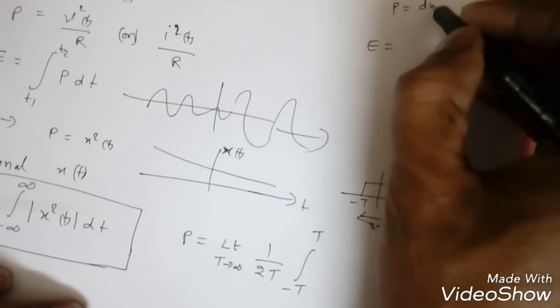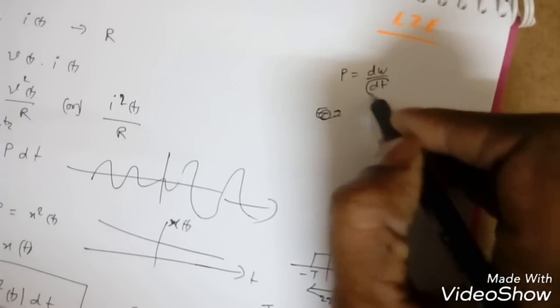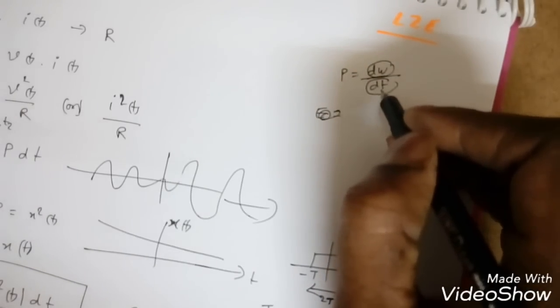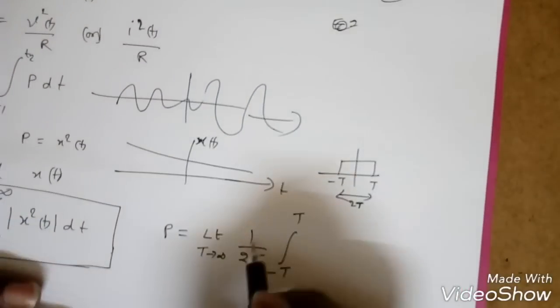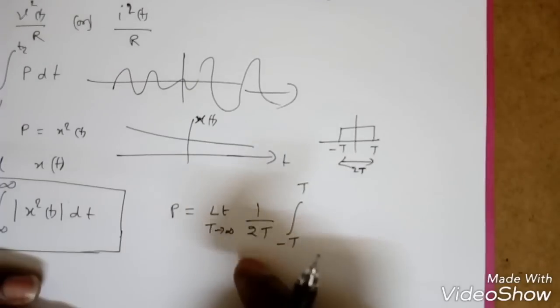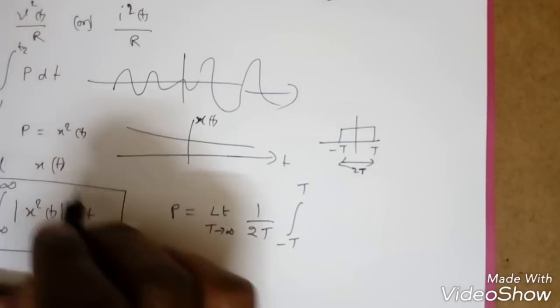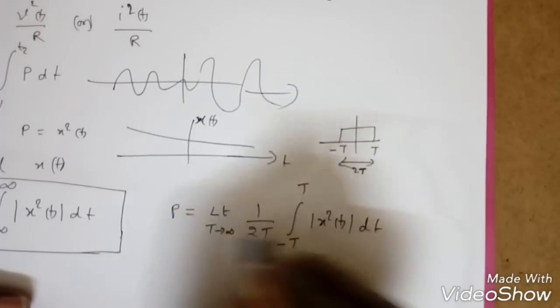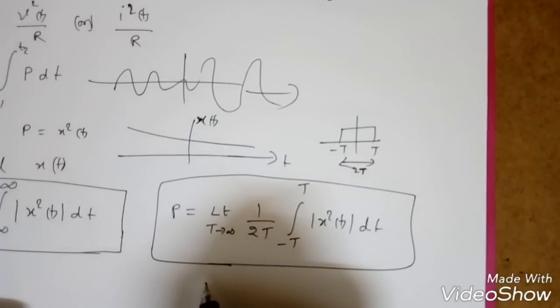power is equal to dW by dt, right? So this energy should be divided by the time. So how much time we are spending this energy. So that's why we are getting the 1 by time, right? 1 by 2T integration of minus T to T, and this energy will be the same, that is mod x square t dt. This is the power for a given continuous signal.